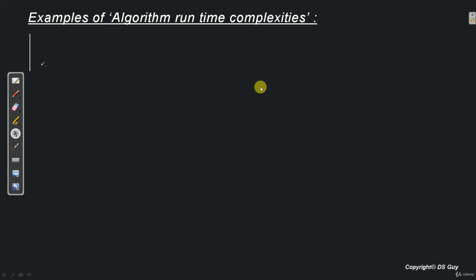Hey guys, welcome back. So in the last video, we saw an example of all the three types of notations, that is omega, big O and theta. Hope the concept was clear. Now in this video, let's see some of the examples of algorithm runtime complexities.